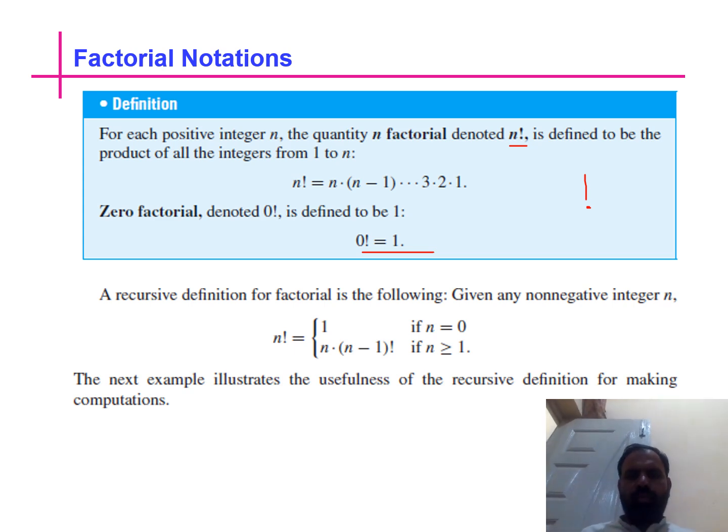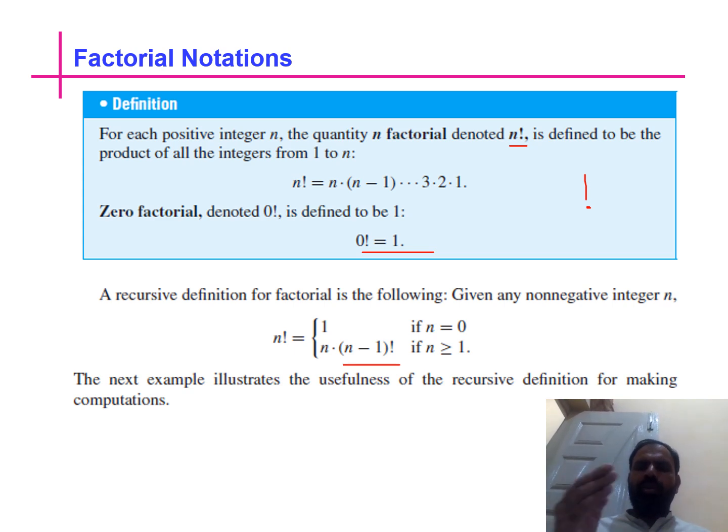The recursive definition for factorial is the following: given any non-negative integer n, n factorial is equal to 1 if n is equal to 0, and if n is greater than or equal to 1, then it becomes n times n minus 1 factorial, and you can write n minus 1 factorial as n minus 1 times n minus 2 factorial. So this process reduces down to the digit 1. The next example illustrates the usefulness of the recursive definition for making computations.